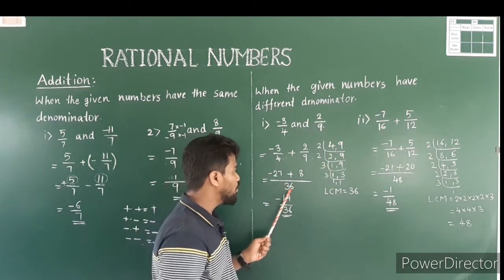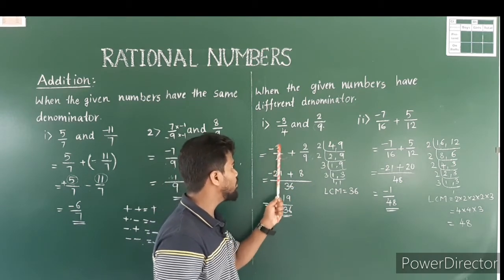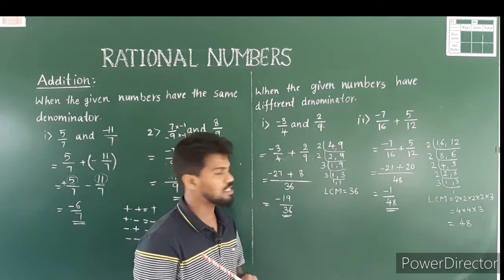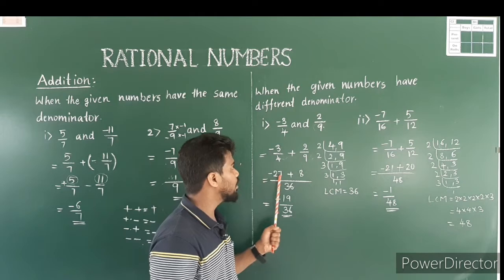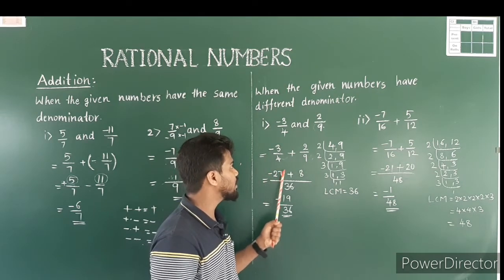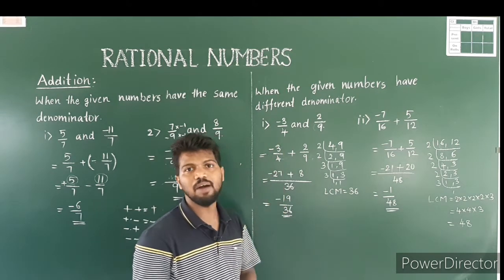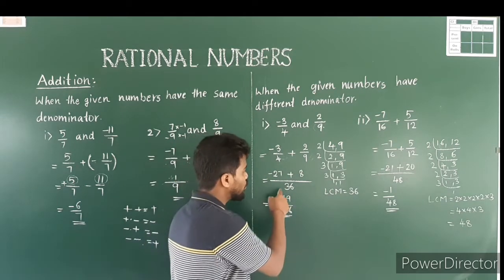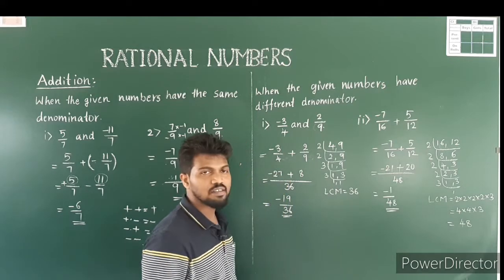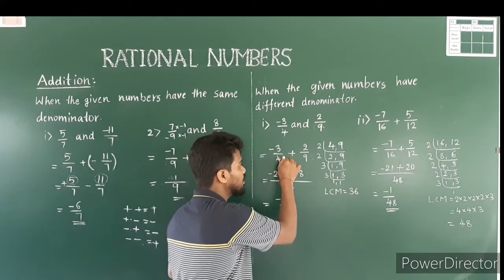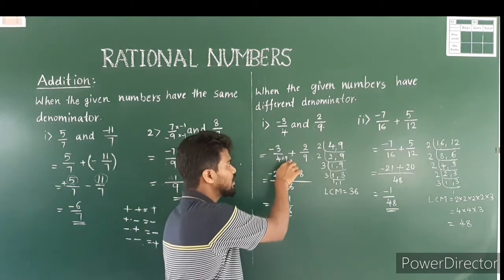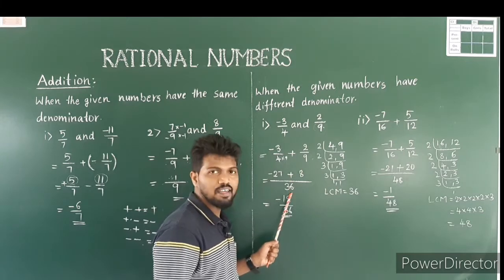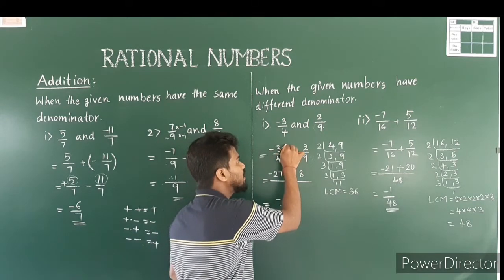Now for minus 3 by 4 and 2 by 9, the common denominator is 36. Now we have to adjust the numerator so that it is equivalent to minus 3 by 4. How do you adjust? 4 how much is 36? 4 nines are 36. You can write it very small using a pencil. So 4 nines are 36. Therefore minus 3 into 9.